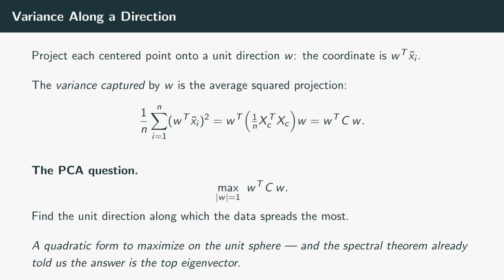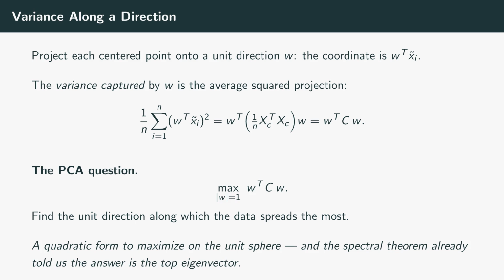Let's make precise what we mean by the direction of greatest spread. Pick any unit direction W, project each centered data point onto it. The projection is just the dot product of W with that point. Now ask how spread out those projections are by averaging their squares. A short computation shows that this average squared projection equals W transpose times the covariance matrix times W. So the amount of variance the data shows along direction W is exactly the quadratic form W transpose CW.